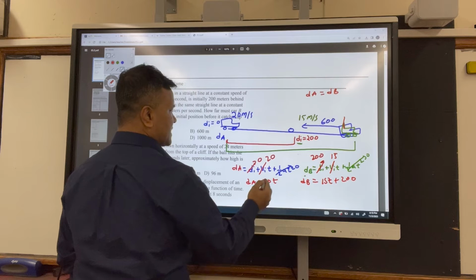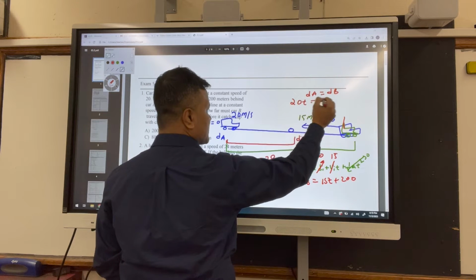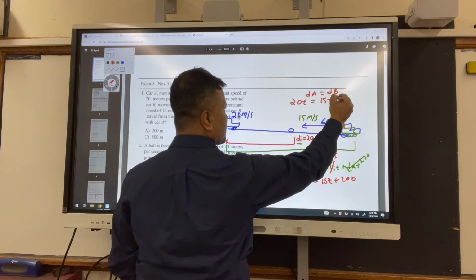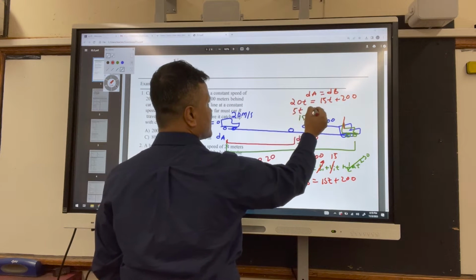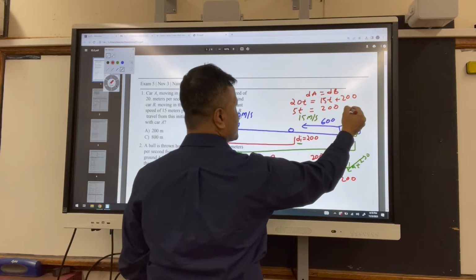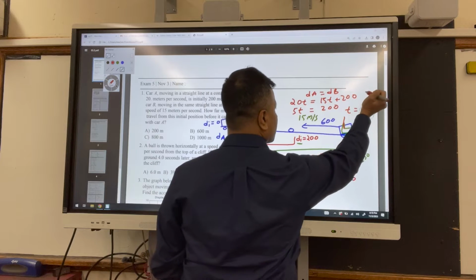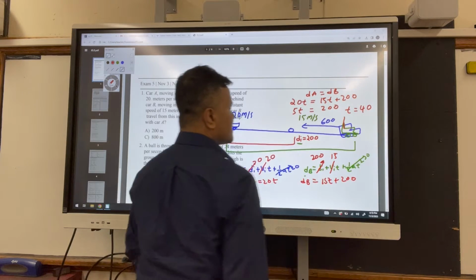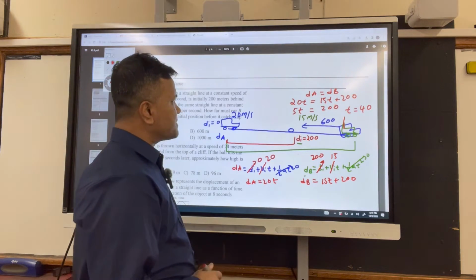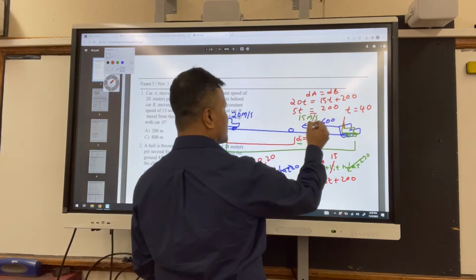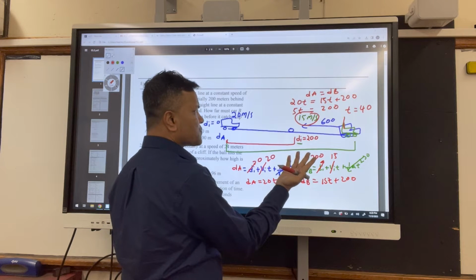I can say dA is equal to dB. If I do say that, 20t is equal to 15t plus 200, so that I have 5t is equal to 200. So t is equal to 40. Okay, good. Now, 15 times, this moves how fast? This moves 15 meters per second.